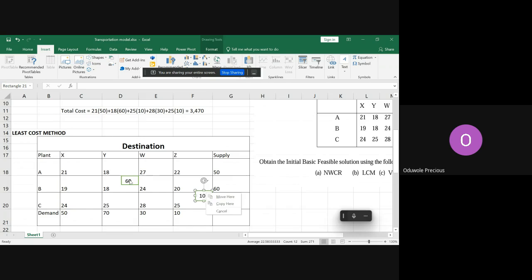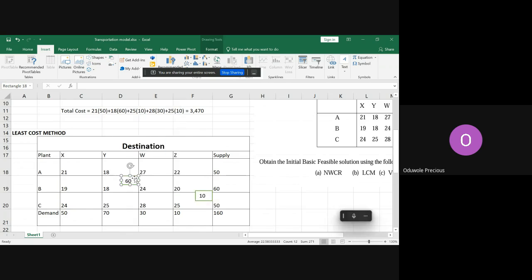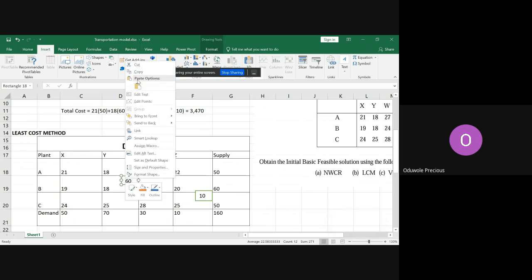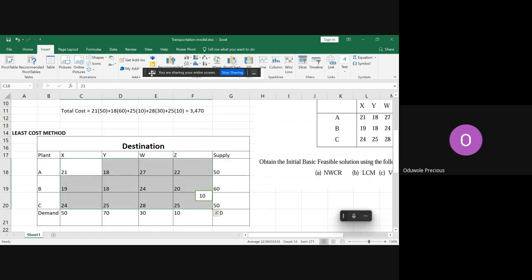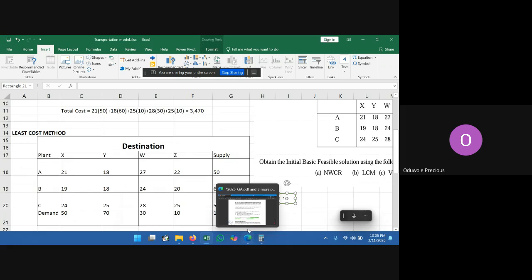So that I'm coming. How to remove all this so that I will have a clean sheet. How is this thing doing like this now? Let me just put this one here because I need to copy and paste. Okay, so now how do you do the least cost method?